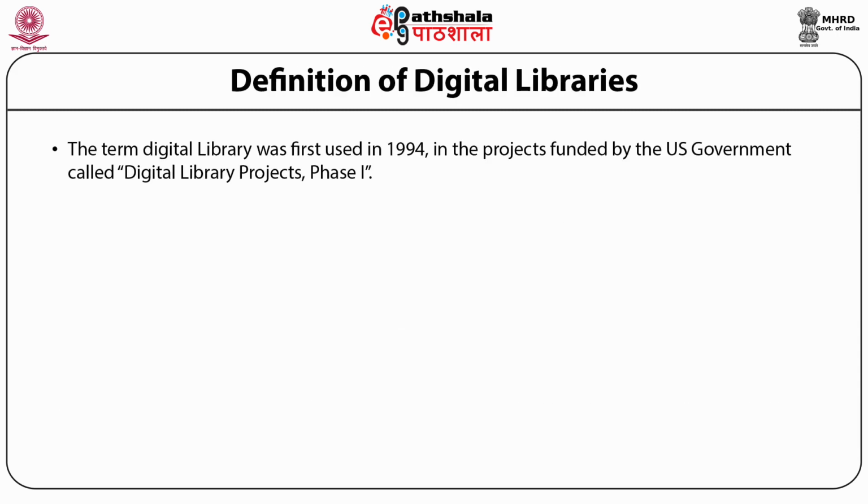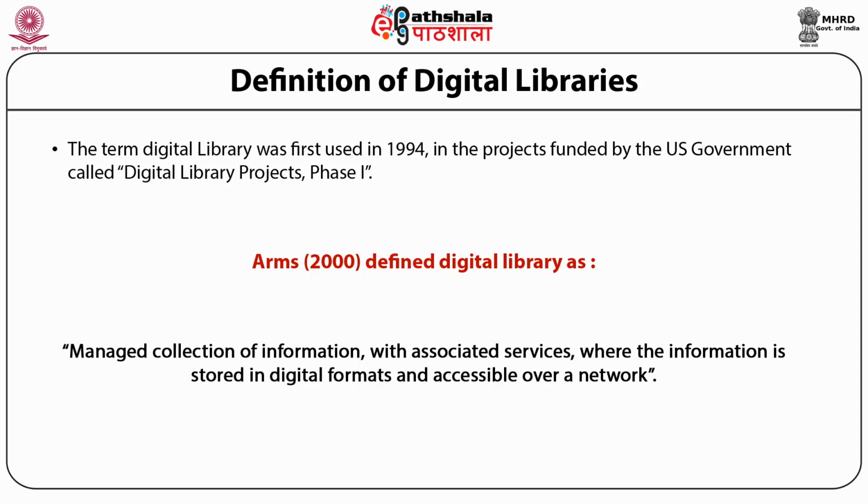The term digital library was first used in 1994 in the project funded by the US government called Digital Library Projects Phase 1. ARPA defined digital library as a managed collection of information with associated services, where the information is stored in digital formats and accessible over a network. Please note that the emphasis here is on managed collection, associated services, digital formats and network.